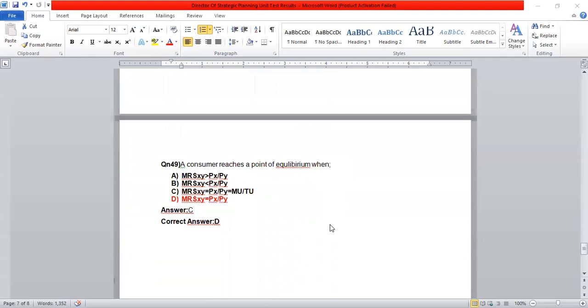Question 49, which is the last one. A consumer reaches a point of equilibrium when... the right answer is D.